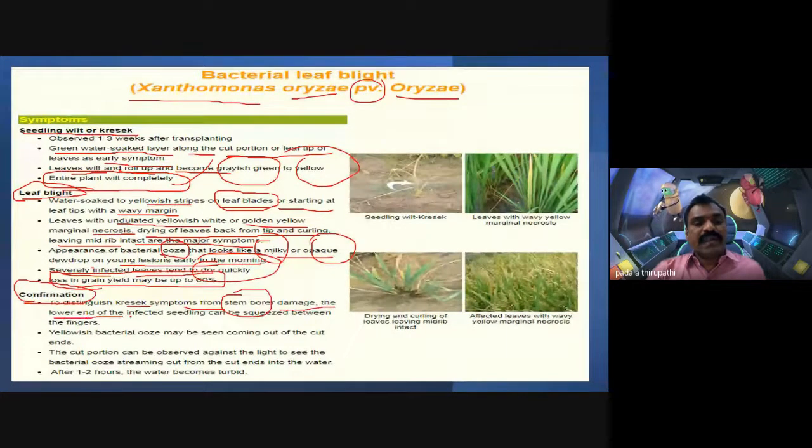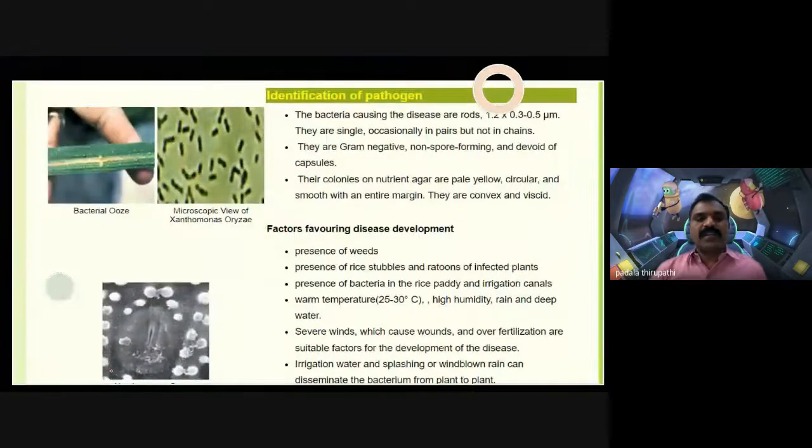The lower end of the infected seedling can be squeezed between the fingers. Then yellowish bacterial ooze may be seen coming out of the cut ends. The cut portion can be held against the light to see the bacterial ooze streaming out from the cut ends into the water. After 1 to 2 hours, the water becomes turbid. Then, the infection of the pathogen.